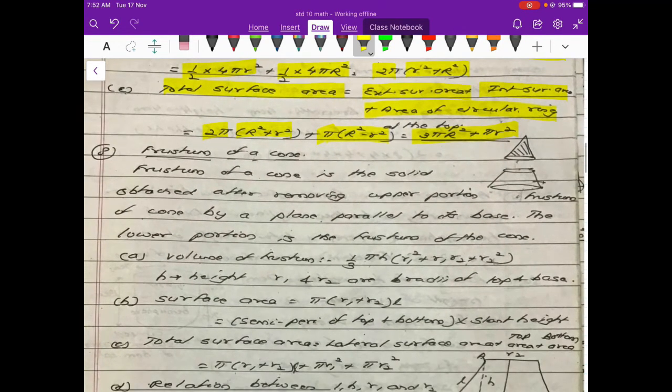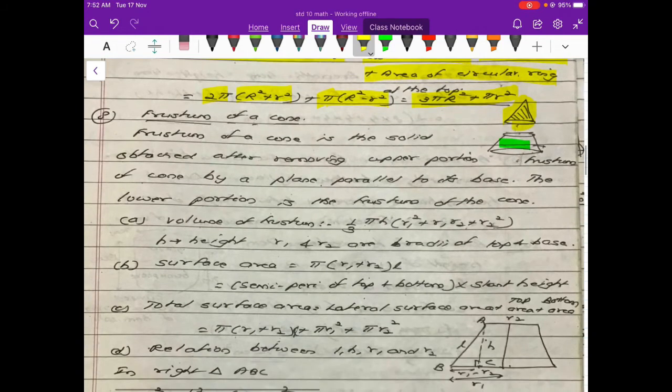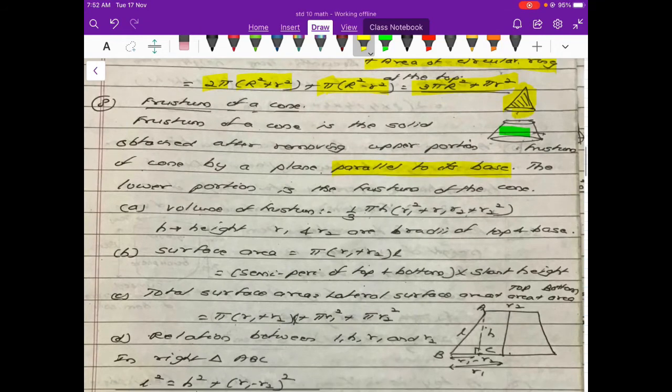Then comes a new thing which was not there in 9th standard, which is called a cone. So what is the frustum of a cone? So cone we know. If we cut off this part, the remaining part is called the frustum. This is the frustum of a cone. Now after we cut the upper portion, whatever is there is parallel to its base. That is one of the features. So the lower portion is called the frustum of the cone.